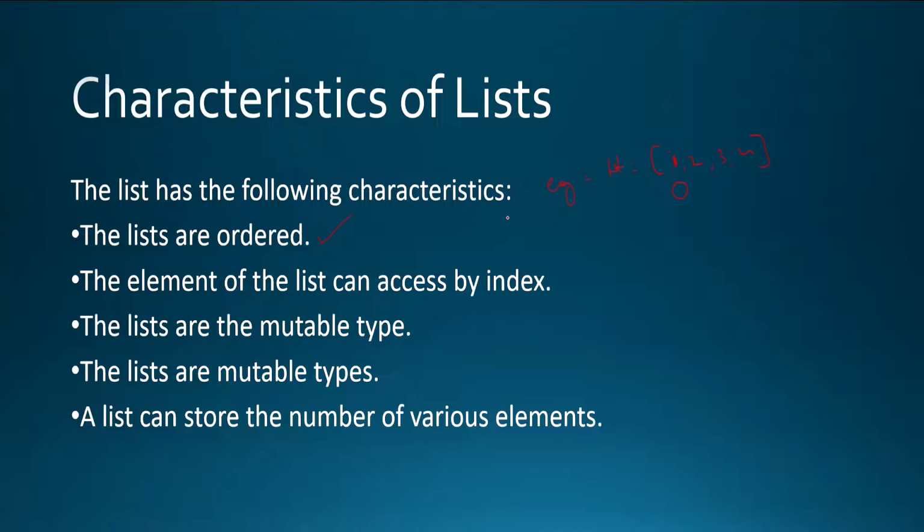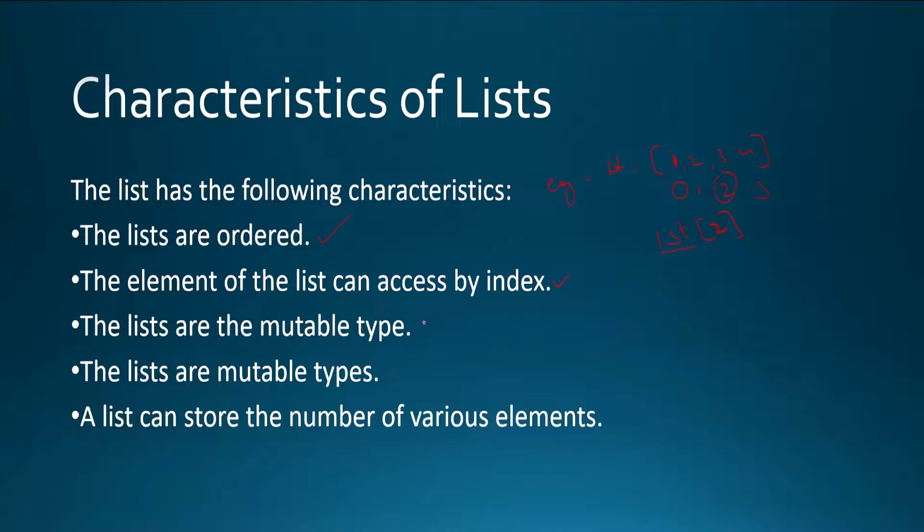The elements of the list can be accessed by using the index value. If you want to access element 3, you can do it by using its index value. Since the index starts from 0 and 3 is at index 2, specify the 2 within the brackets along with the variable name. By specifying it like this, you will get the value 3.